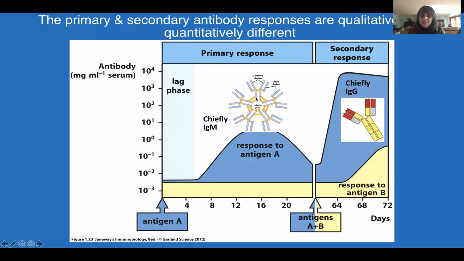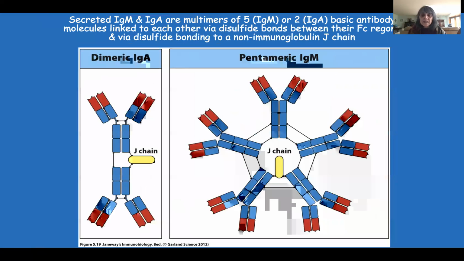The one that you generate in the initial response is called IgM. The one that you produce later is chiefly IgG. But at mucosal surfaces, there's a really interesting antibody produced called IgA. So what is the value of IgM and IgA? IgM and IgA are important because they have far more antigen binding sites.